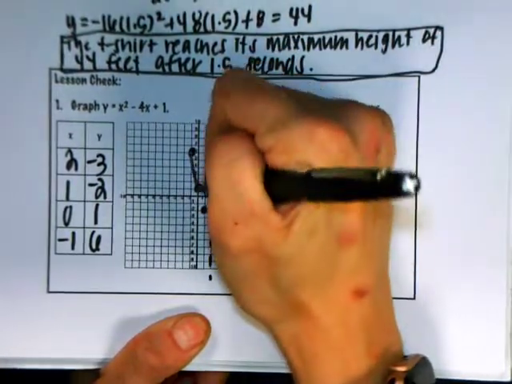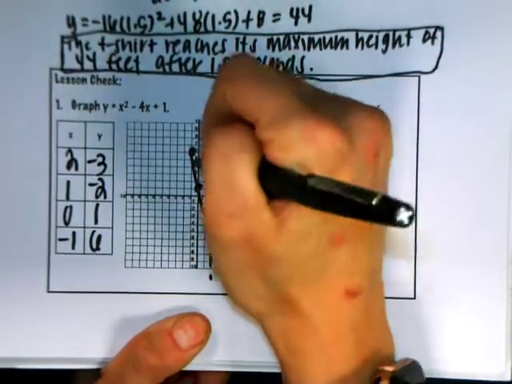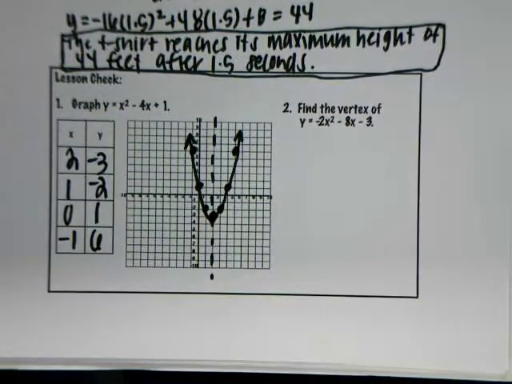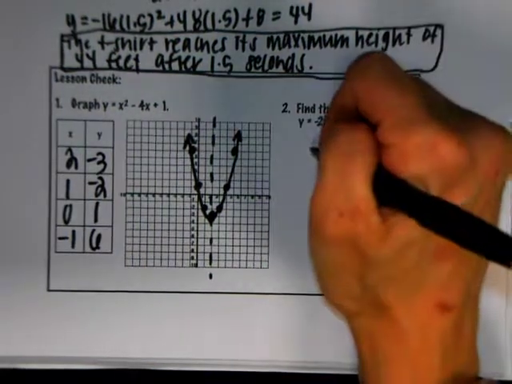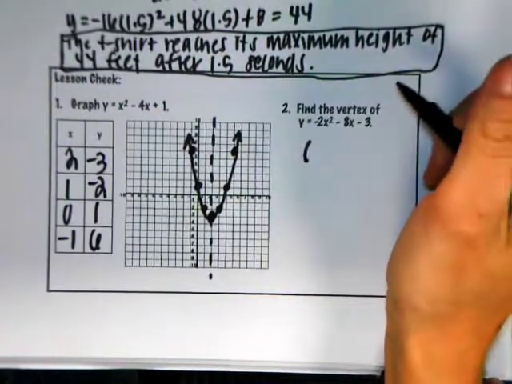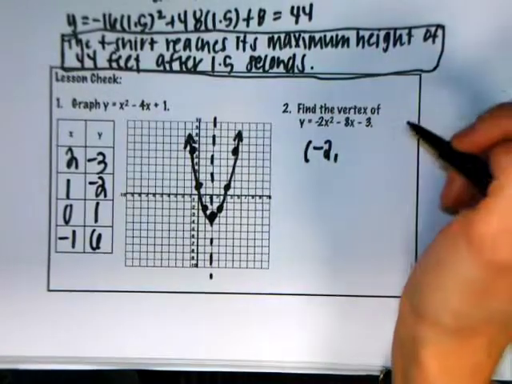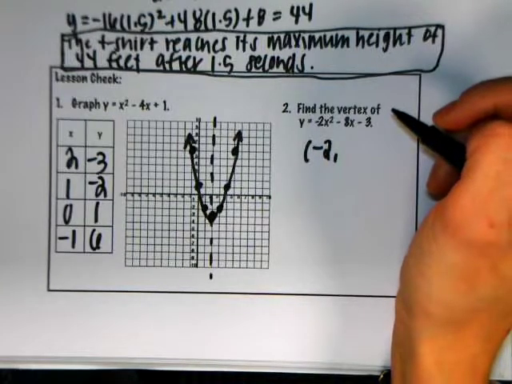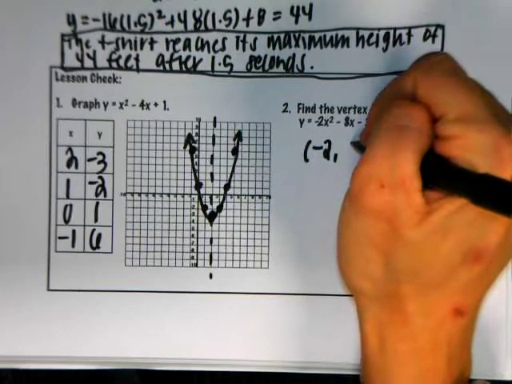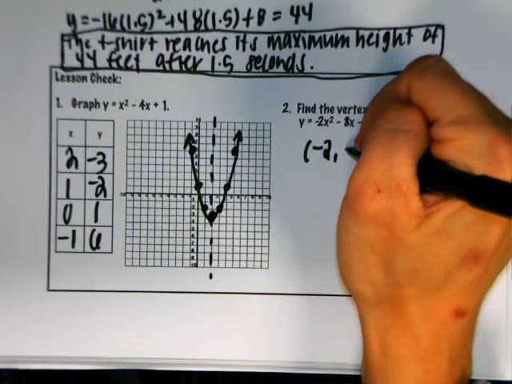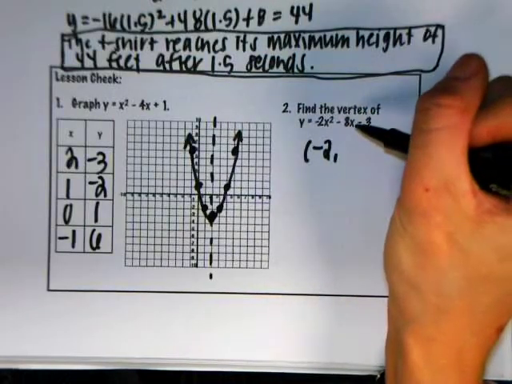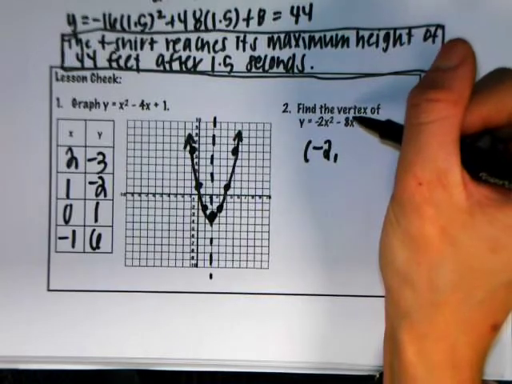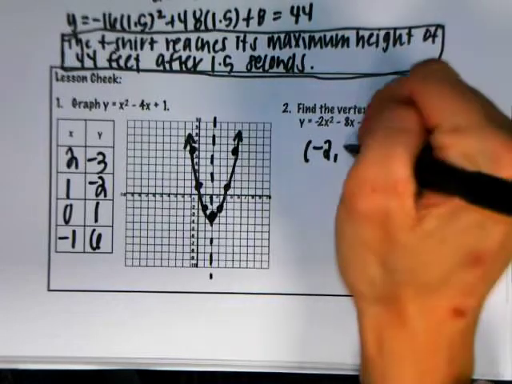Okay, so your graph should look like this. Yeah, I did that right. Okay, and then your vertex on here should be negative 2, 5? Yeah, 5. That's what I got too. Negative 4, negative 8 plus 16 is 8, minus 3 is 5, yeah.